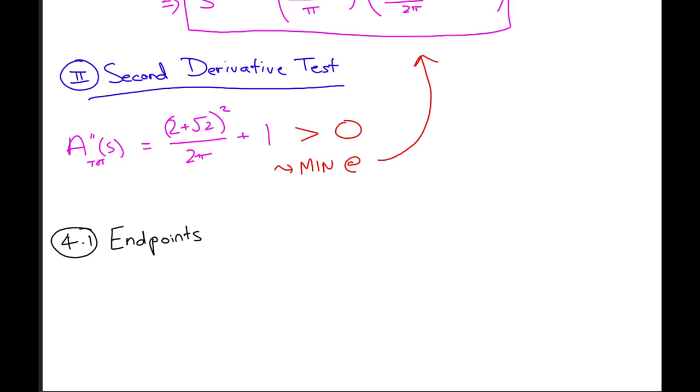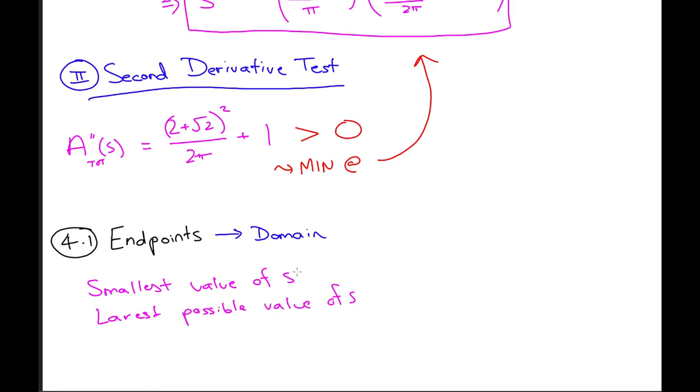Okay. So let's go ahead and see what we can do. To look at our endpoints, we have to consider our domain, right? We have to consider our domain. So we're going to have to look at what's the smallest value of S, and we have to look at what's the largest value of S. So smallest possible value of S, largest possible value of S, okay? So let's see what these two things come out to. The smallest possible value of S is just going to be zero, right?